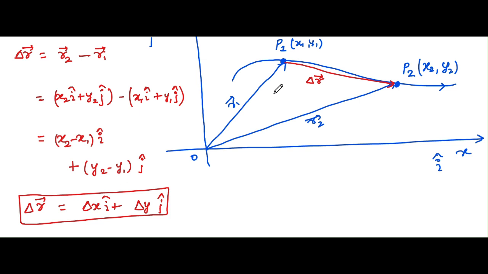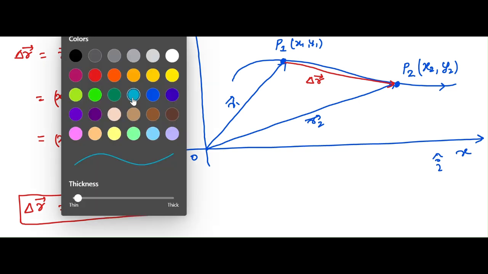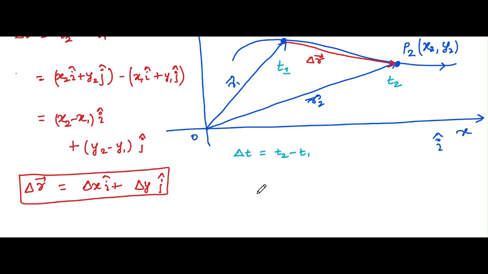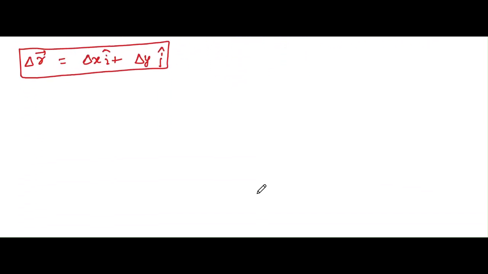And now when the particle is at point P1, let's say the time is t1, and when it reaches point P2, the time is t2. So the time duration or time interval of journey, delta t, can be given as t2 minus t1. So this is time taken. Delta t is time taken to move from point P1 to point P2. Now we can go on and write expression for velocity.